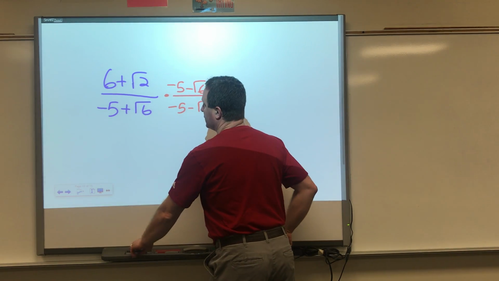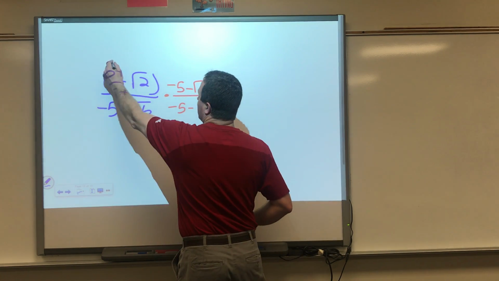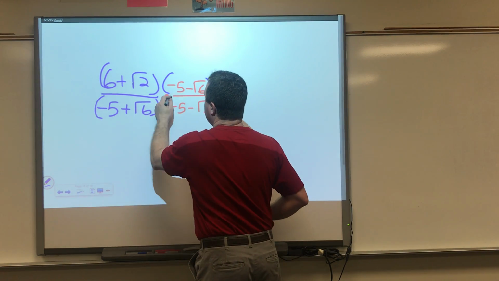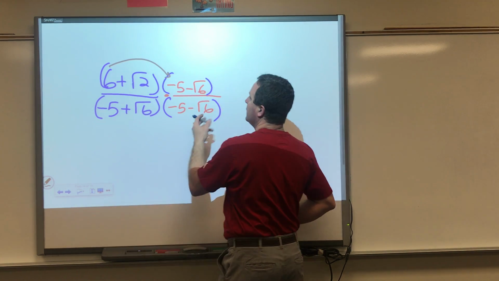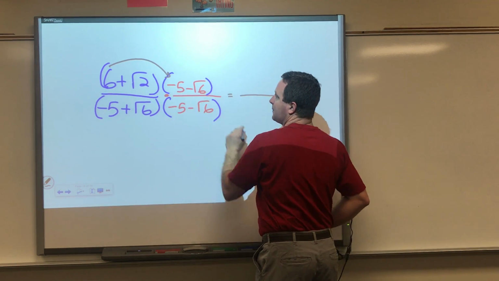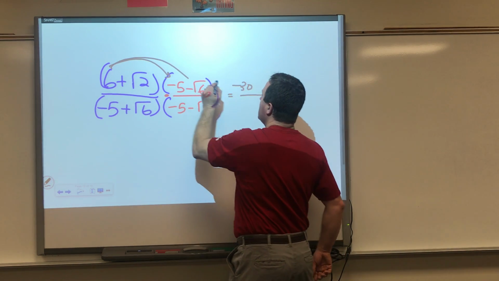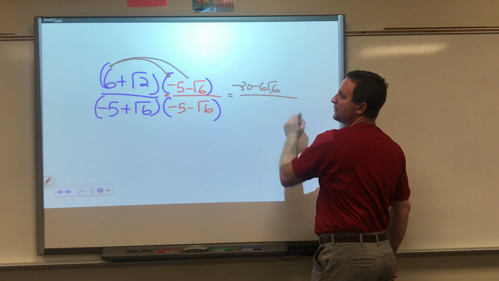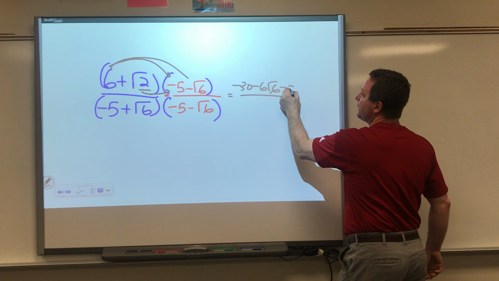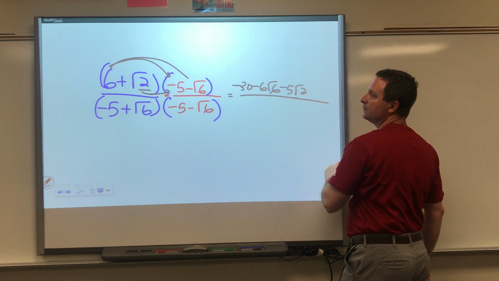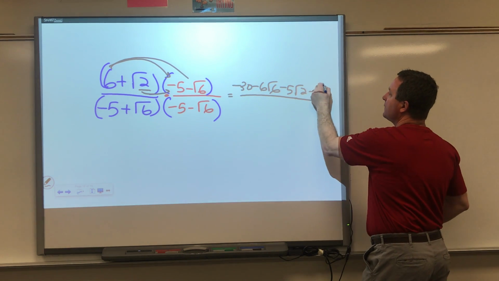And this becomes a little bit fancier problem. This is going to become a FOIL problem. I'm going to have to FOIL the top and FOIL the bottom. Well, let's try FOILing the top here. 6 times negative 5 is negative 30. Minus 6 square roots of 6. Then I go to this one. Minus 5 square roots of 2. And the last one, the square root of 2 times the square root of 6 is square root of 12.